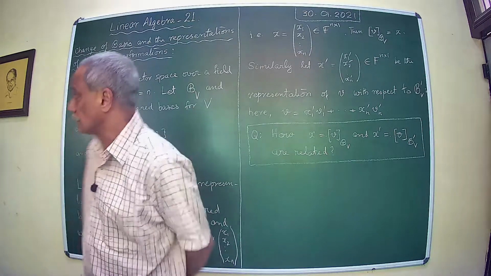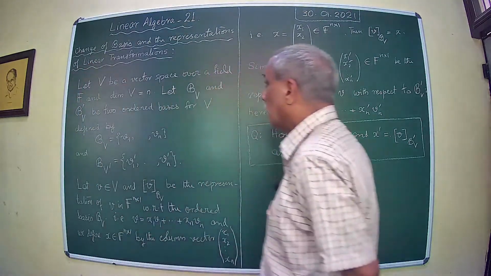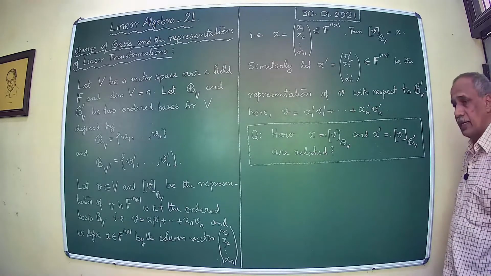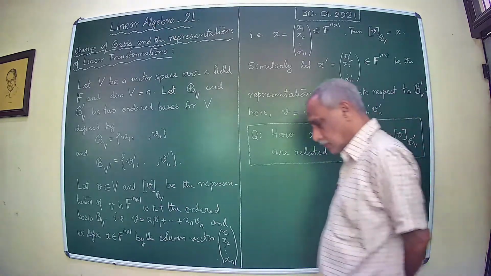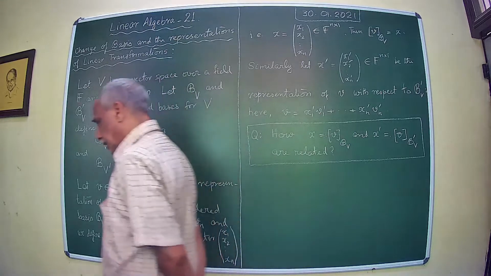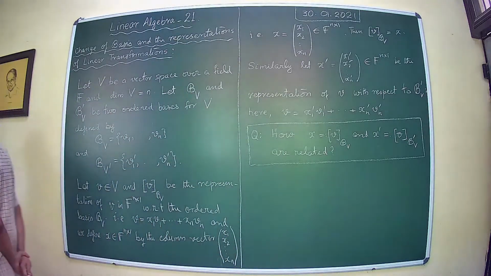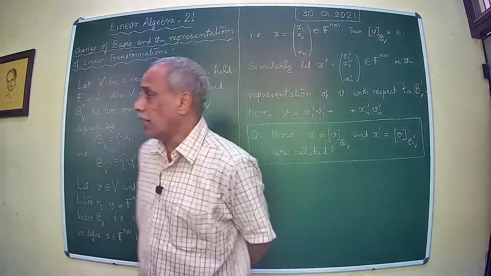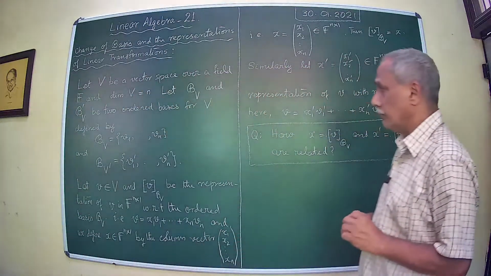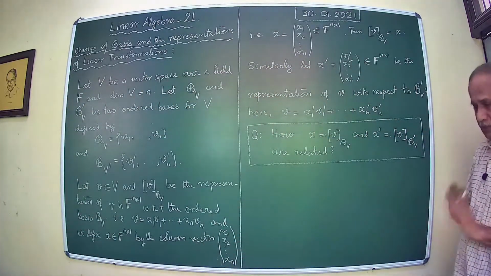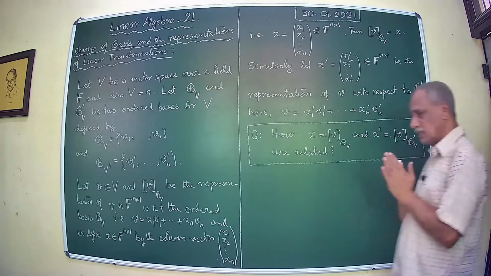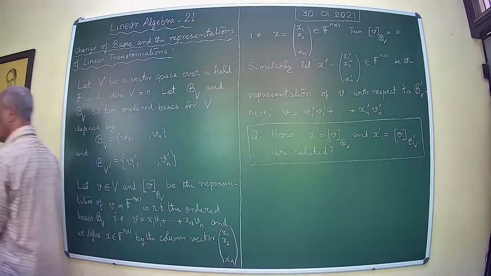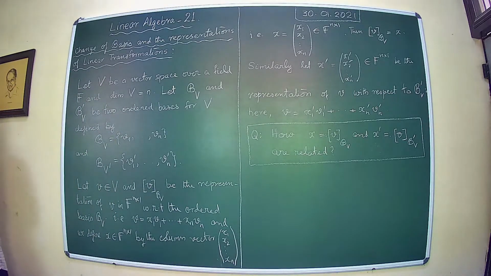Today we discuss the problem of change of basis and its consequence on the representations of linear transformations. Now we begin with first looking at how the change of basis affects the representation of vectors from a vector space.